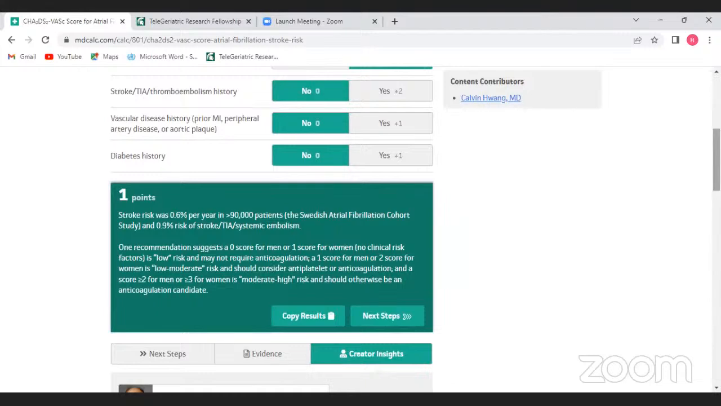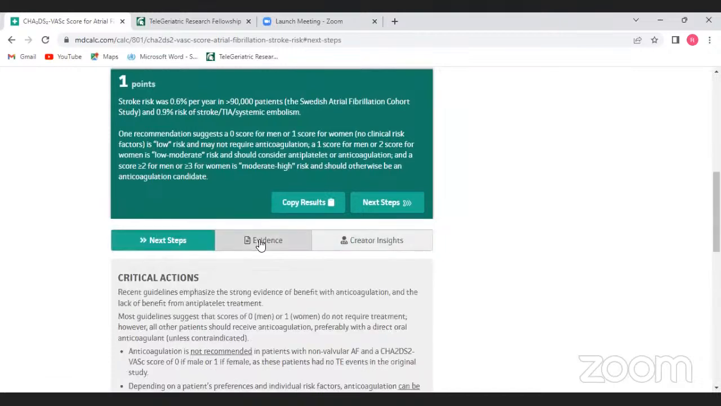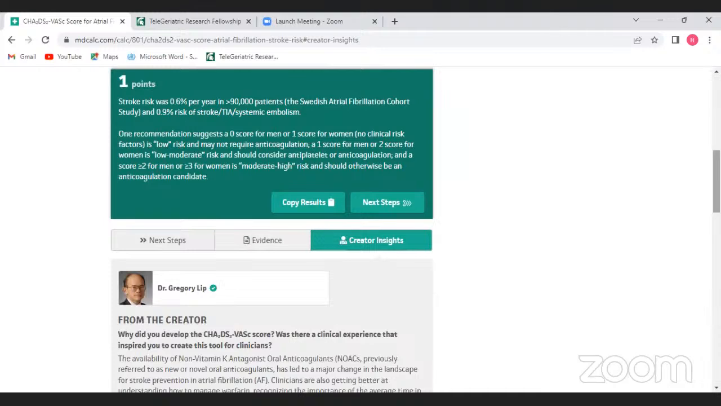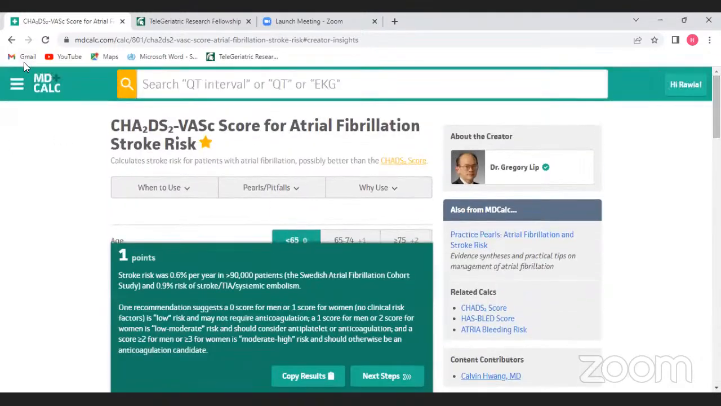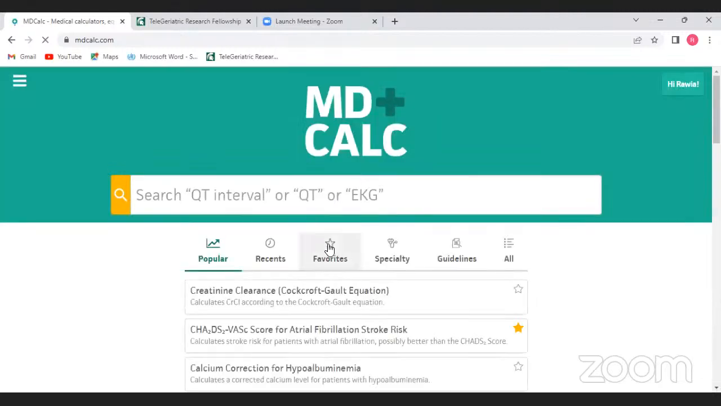And same, we have here the next step, the evidence for using this score, and some creator decisions to answer some questions about the support for the use of this score. I'm going to go back again.